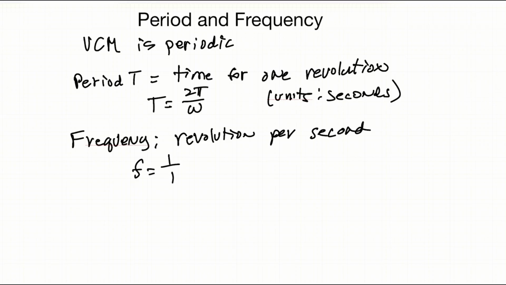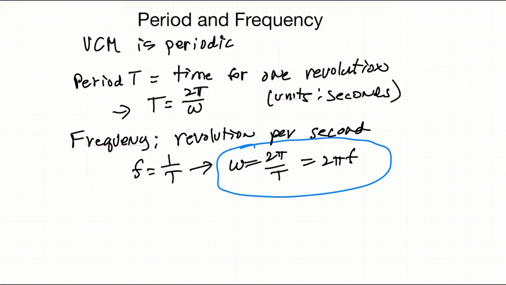So the frequency is just 1 over the period. And that implies omega is equal to 2 pi over T. We know that from the relationship we just wrote up there, just changing it, the period and the angular velocity, that's equal to 2 pi f. So once again, this is a good equation to remember. You'll see that a lot.